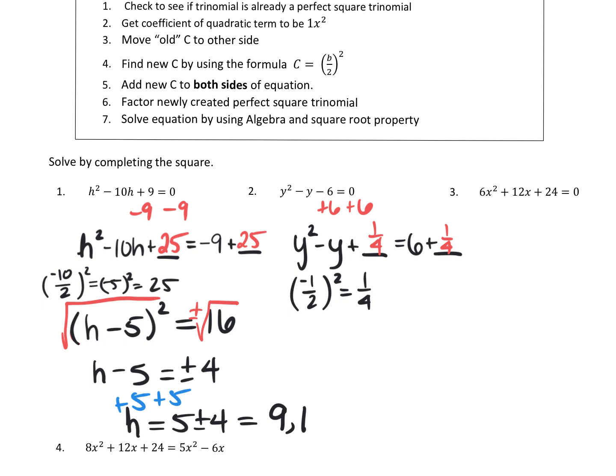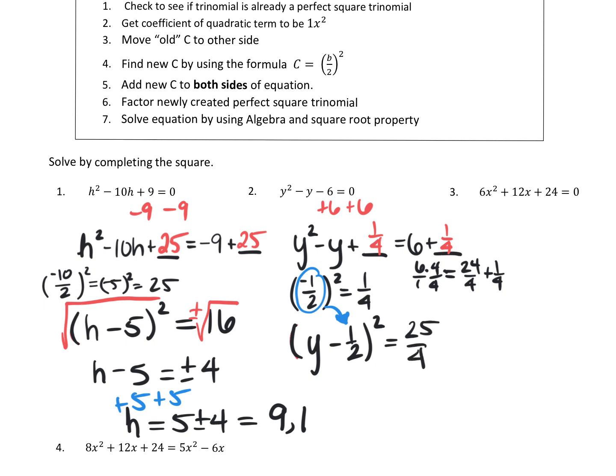So if I factor this, it's going to be y minus 1/2 squared. Okay, this number, if it's a fraction, is how it factors. Okay, and 6 plus 1/4, 6 over 1, times 4 over 4, 24/4 plus 1/4 is 25/4. Now how do I solve it?